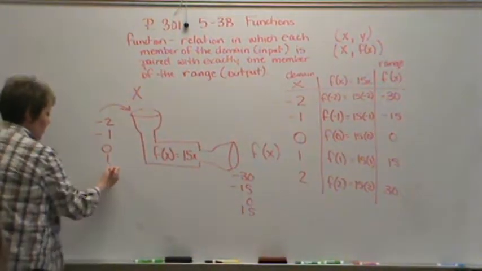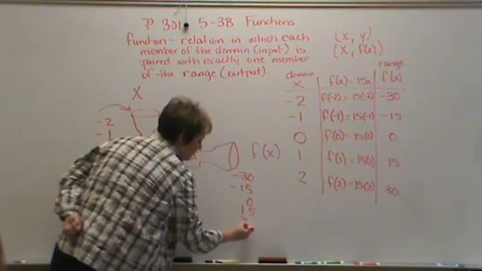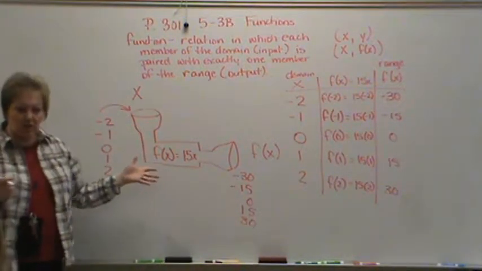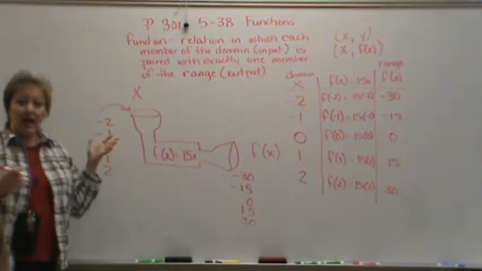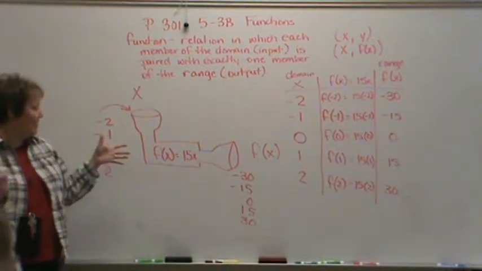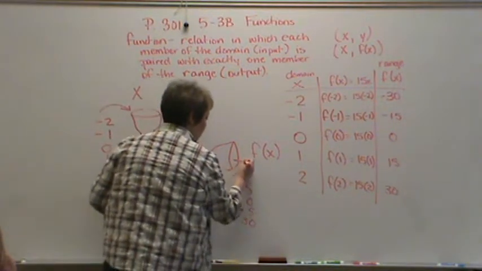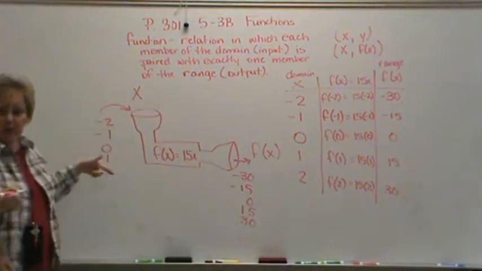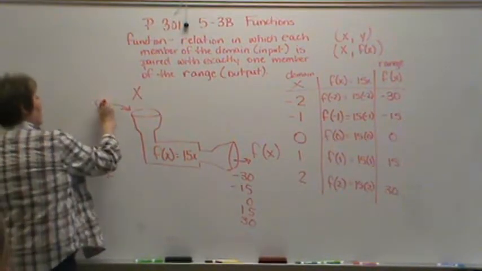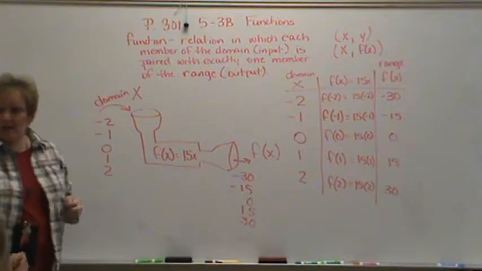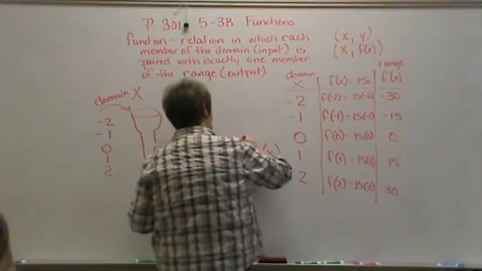So we got 2 and 30. Now, you don't always have to draw the function machine every time you do this. I wanted you to see input, output. Input, this is our domain. Now, we've already talked about domain and range. And this is our range.